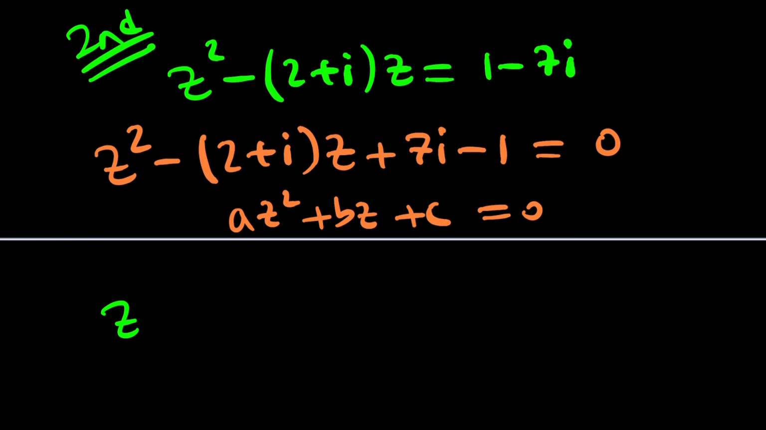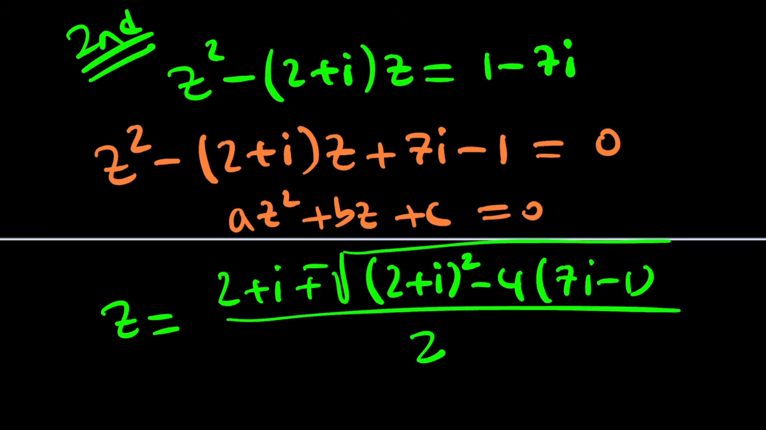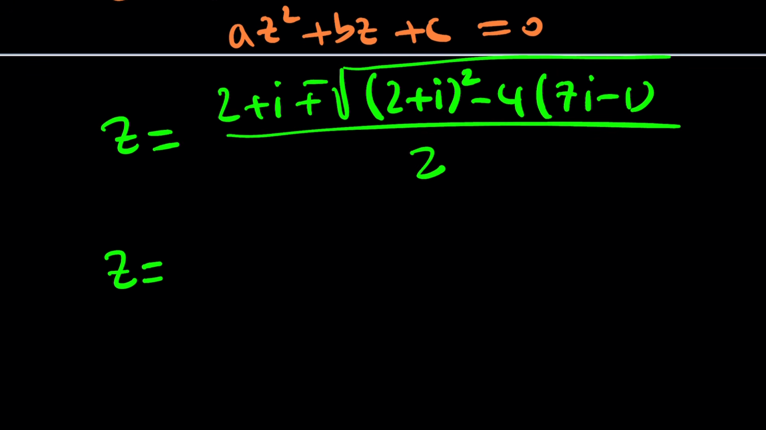So here's how it goes. z is equal to negative b plus or minus the square root of b squared, so I have to square this, minus 4ac. a is 1, so I'm just going to multiply that by negative 4 and divide the whole thing by 2a, which is 2. Great. Let's go ahead and square the terms inside the radical.